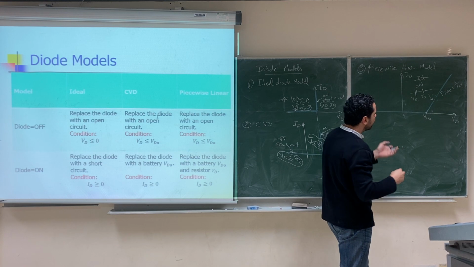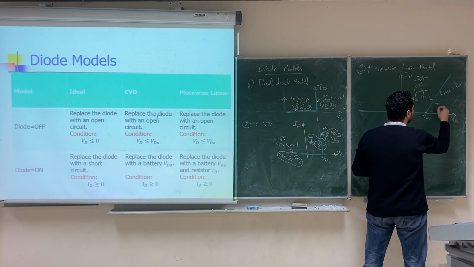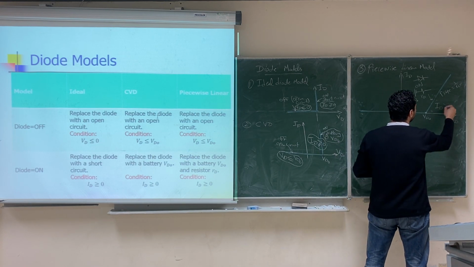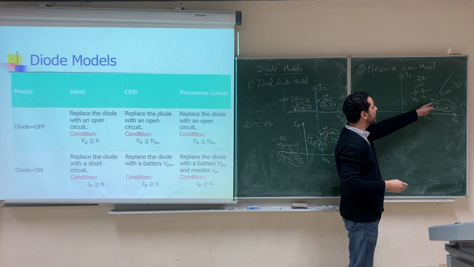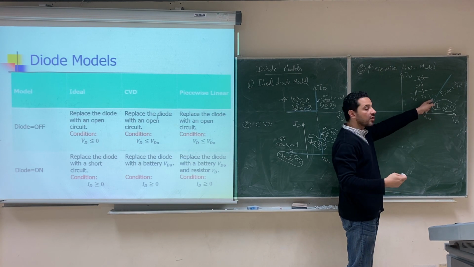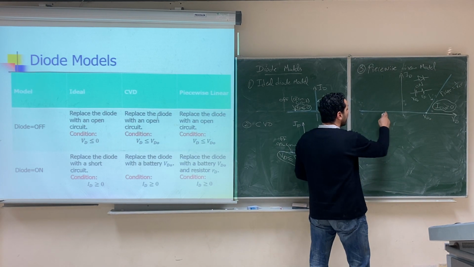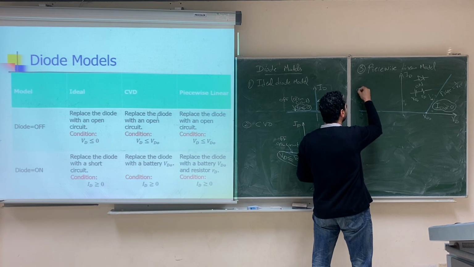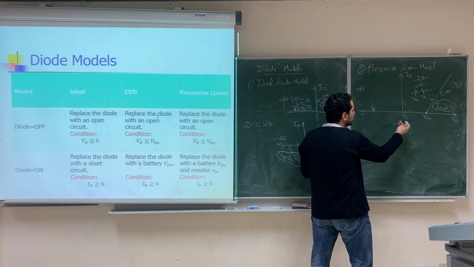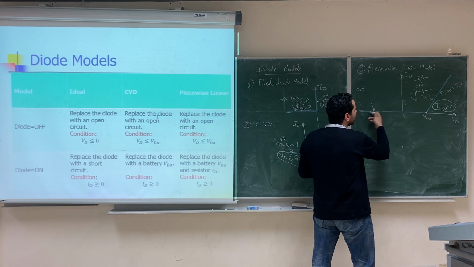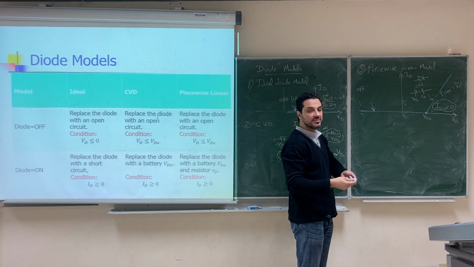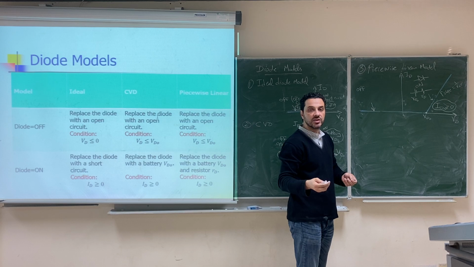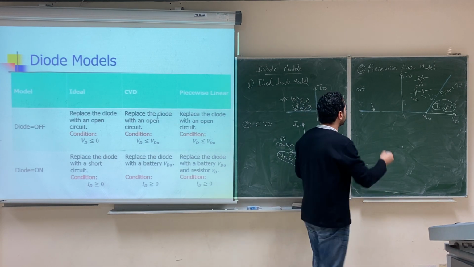But the condition here is that the current of the diode must be greater than or equal to 0. This is the condition that the diode is operating in the on region, in the forward region. In the off region, when the diode is off, we can represent it again by what? How can we represent a current 0 and the voltage can take anything, any value below VDO? We can represent it by an open circuit again.